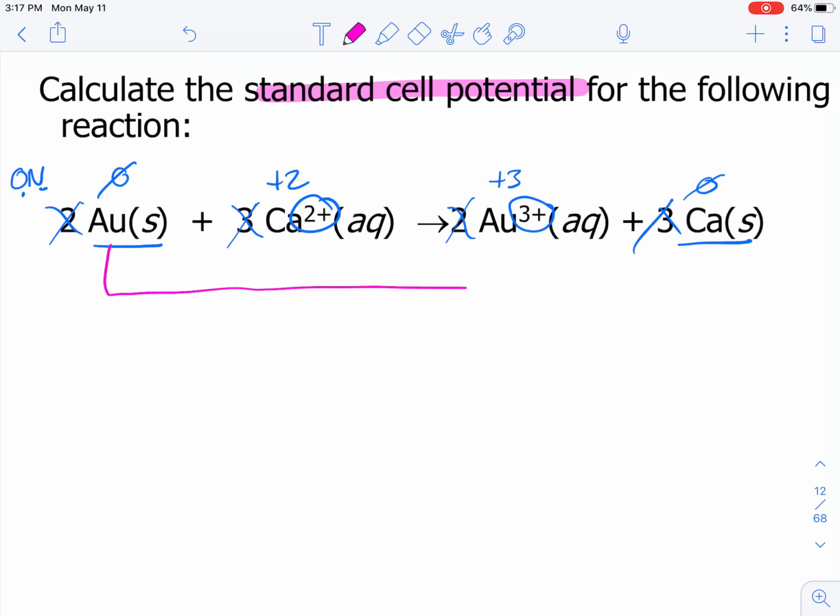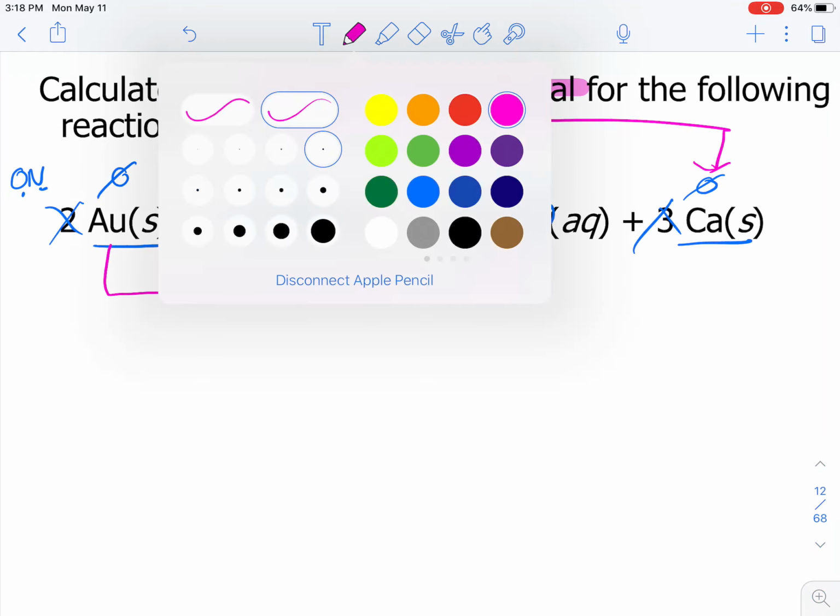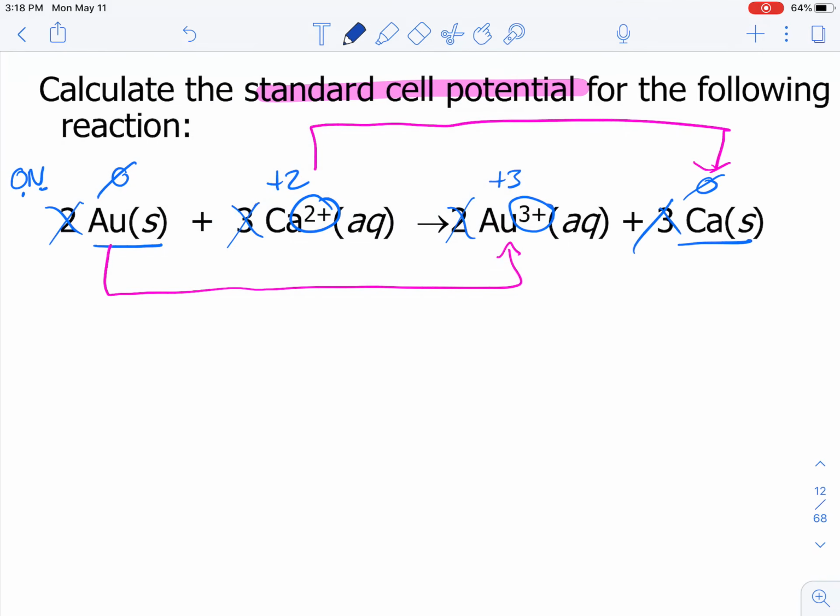All right, so let's go ahead and compare our oxidation numbers. Gold to gold, calcium to calcium. So here we see calcium going from plus 2 to 0. So I've identified my reduction. And now that I've identified reduction, I need to identify oxidation. So it looks like gold is undergoing oxidation.